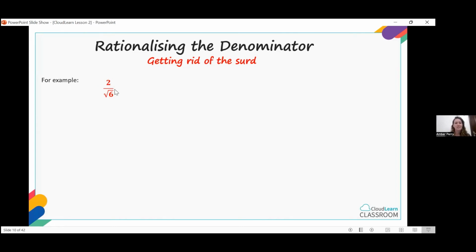To rationalize the denominator here, you want to get rid of the surd on the bottom of this fraction. To do that, we just multiply it by what's called a special type of 1. The special type of 1 is whatever the surd on the denominator is, on both the numerator and the denominator, because that fraction is actually just 1. Square root of 6 divided by the square root of 6 is 1.